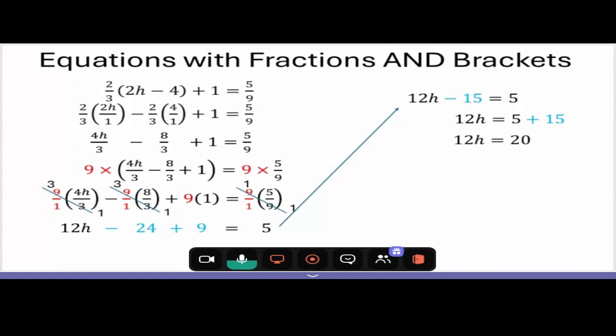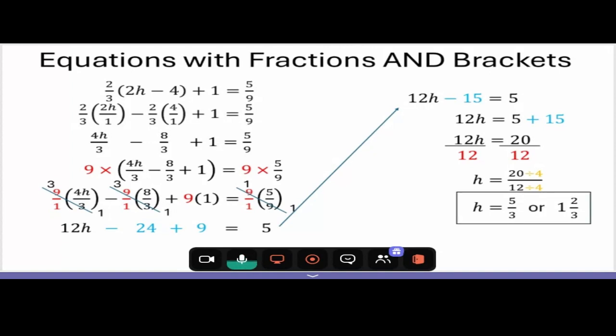Divide both sides by 12 because it cancels on the left, leaving just h. And we get 20 over 12. Well, that's not good. We got to reduce that. Top and bottom can both be divided by 4. So the answer is 5 over 3, or if they want a mixed number, 1 2/3.